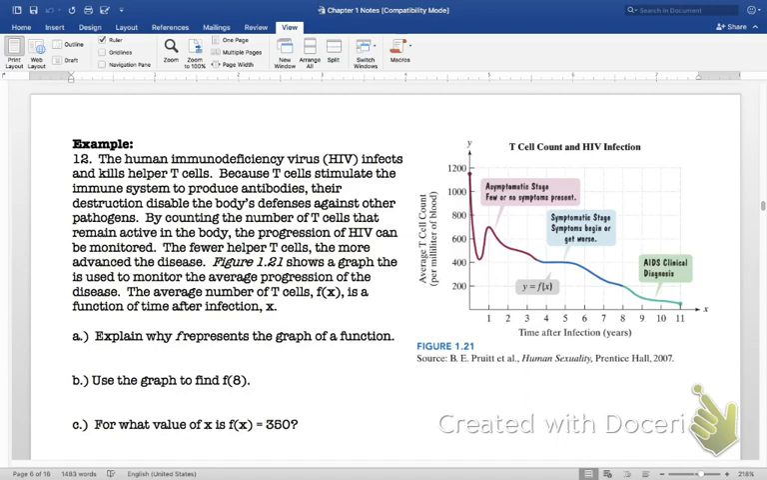Just like we talked about yesterday, using the graph to find various values. Like whenever x is 8, I'm going to go to 8 and go up and say that the average T cell count is probably right around 200. And then for what value of x is f of x equal to 350? So then I'm going to look at 350, or about where I think it is, and just go from there. I'm going to say probably close to about 6 years.